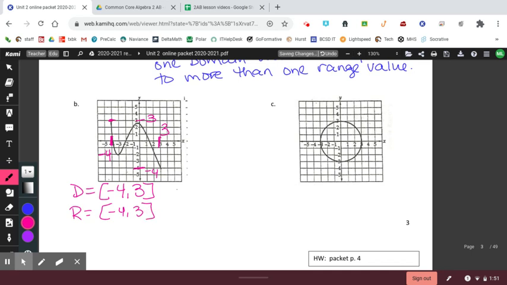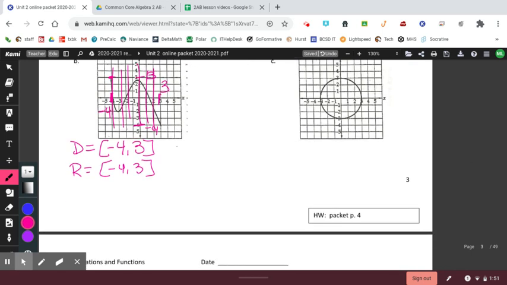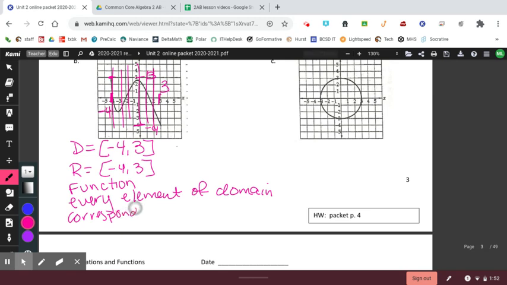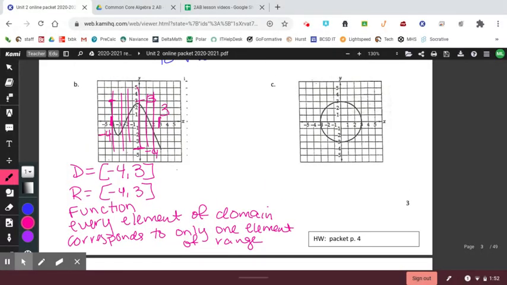All right. Is it a function? Well, if we drew in lots of vertical lines, no line will touch that graph more than one spot. So it is a function. Every element of the domain corresponds to only one element of the range. Okay, you want to get used to that definition because that's what you're going to use as a reason talking about relations being functions or not.